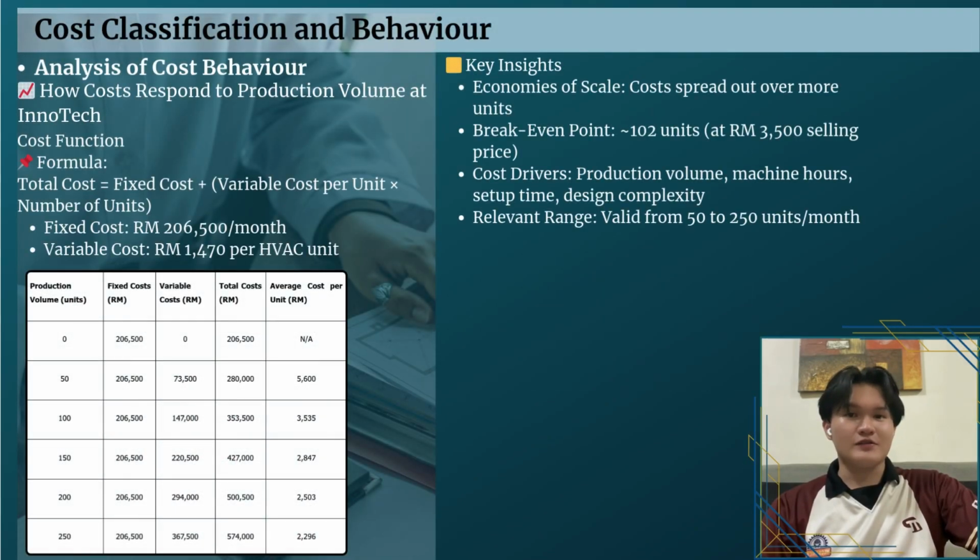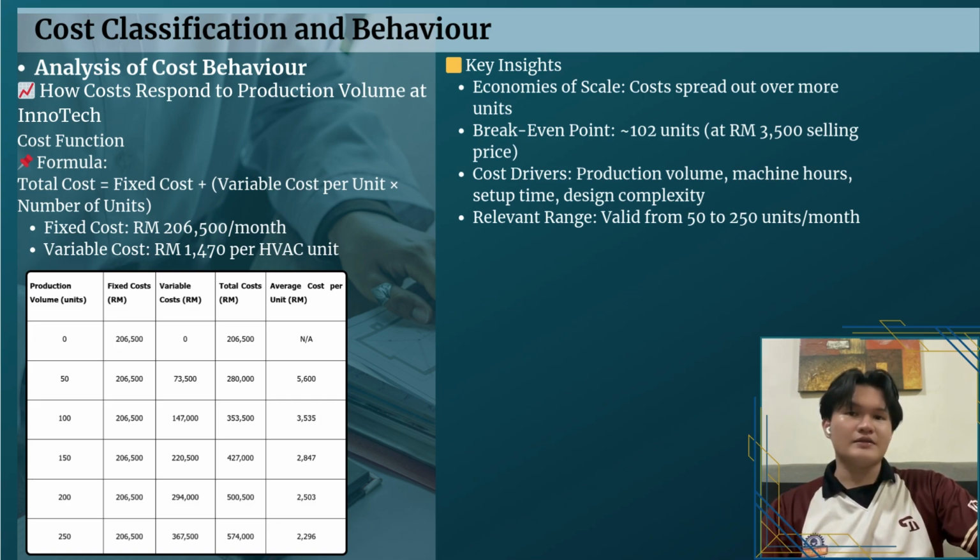Now let's analyze how InnoTech's costs behave at different production levels, a crucial part of expansion planning. This cost function is simple but powerful. Total cost equals fixed cost plus variable cost times the number of units. At InnoTech, monthly fixed costs are 6,500 ringgit, and variable costs are 1,470 ringgit per HVAC unit. We can see in the table that total cost increases as units increase, but the average cost per unit drops significantly from 5,600 ringgit at 50 units to just 2,296 at 250 units. This is a clear sign of economies of scale.